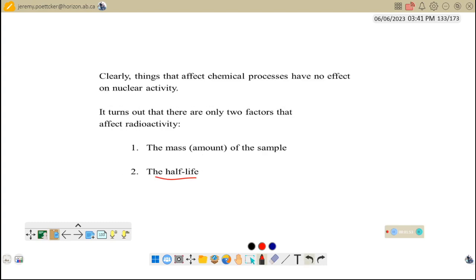So what does? And there's really only two. The mass, so how much of your sample there is, which sort of makes sense. We'll talk about that in a minute. And the half-life. Now, when we talk about the half-life, that really is code for what kind of material it is, specifically what isotope it is.